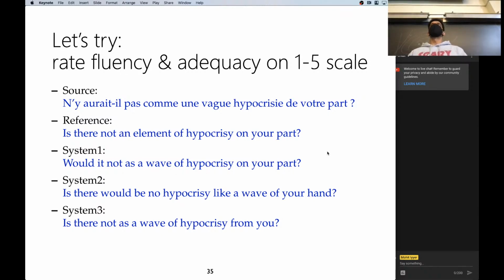So how many of you would rate this 1 out of 5, which is the lowest score for adequacy, given the reference? Okay, what about 2 out of 5?